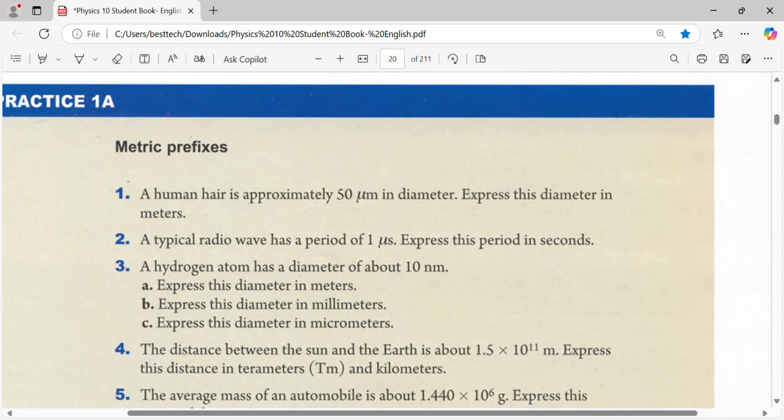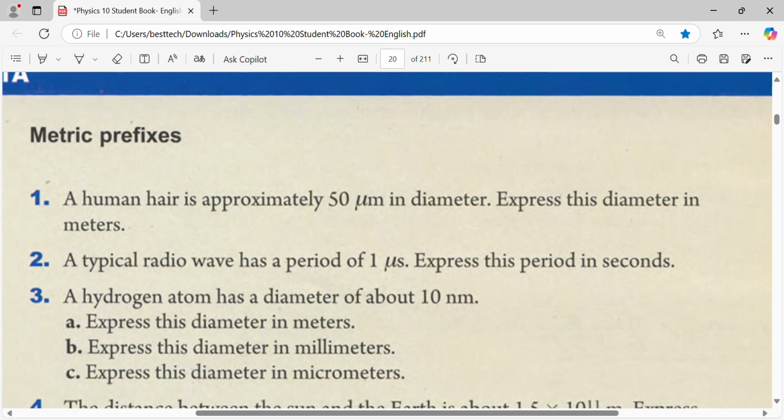Guys, we have another example. Look, question 1. A human hair is approximately 50 micrometer in diameter. Express this diameter in meters. So easy. Convert 50 micrometer to meter.